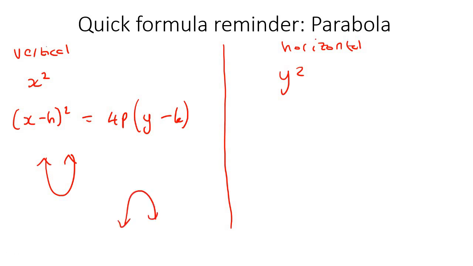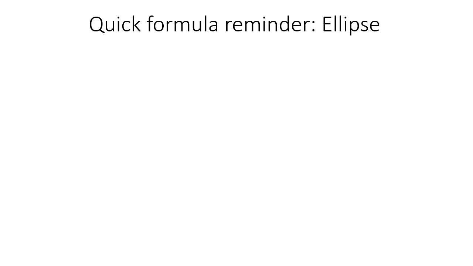And vertical, by the way, is like that. And then if it is horizontal, then we start with y. So it's y minus k squared equals 4p times x minus h. So here we can see that the x is squared. Here we can see that the y is squared.